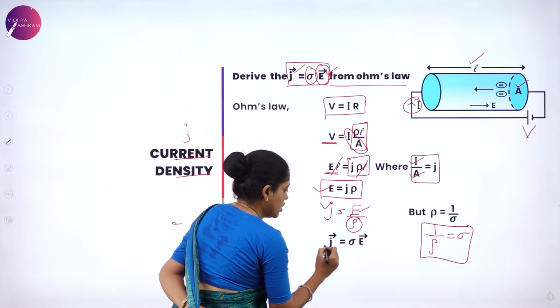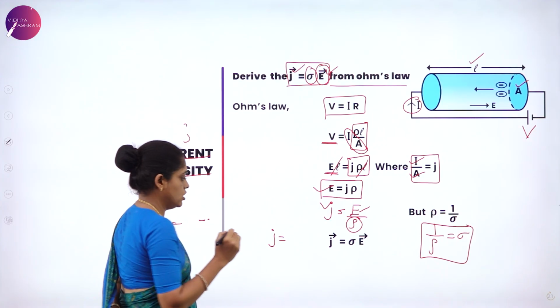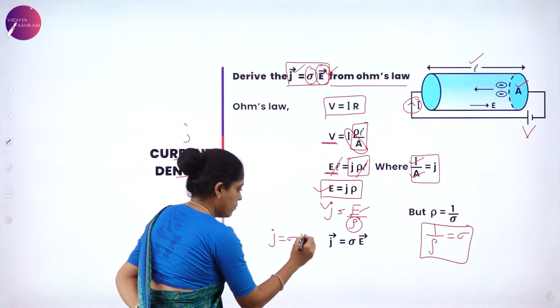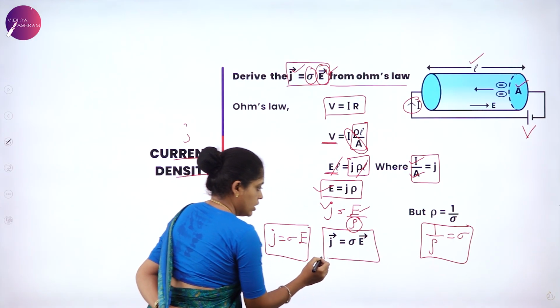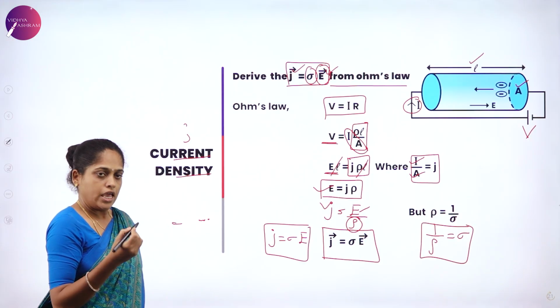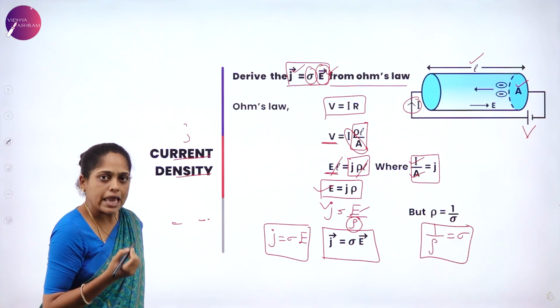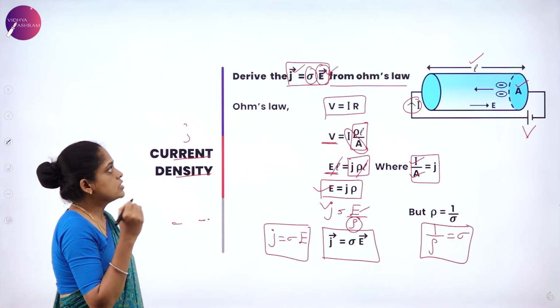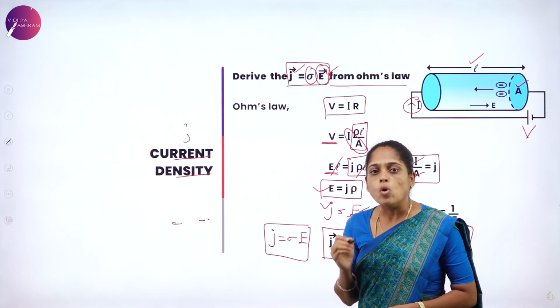So, let me write first in magnitude, J is equal to sigma E, and in vector form, J is equal to sigma E, in which J is a vector quantity and E is the electric field. Yes, this is the relation which we have derived using Ohm's law.